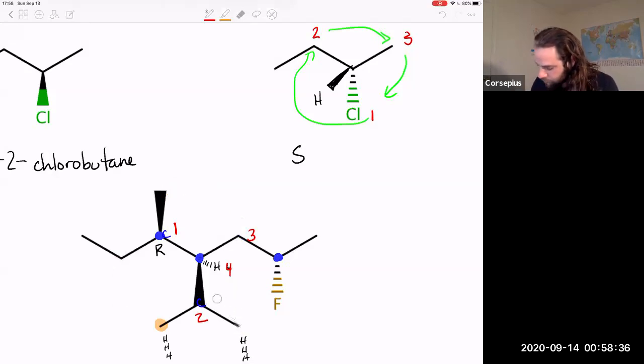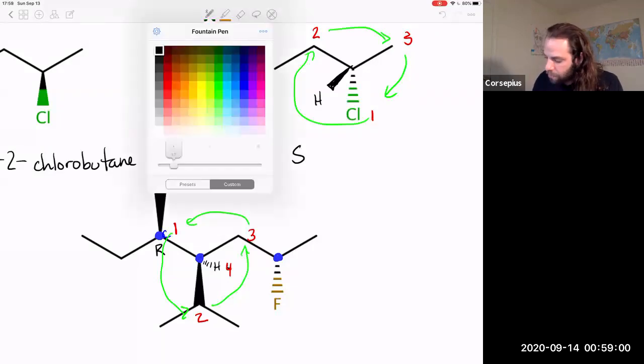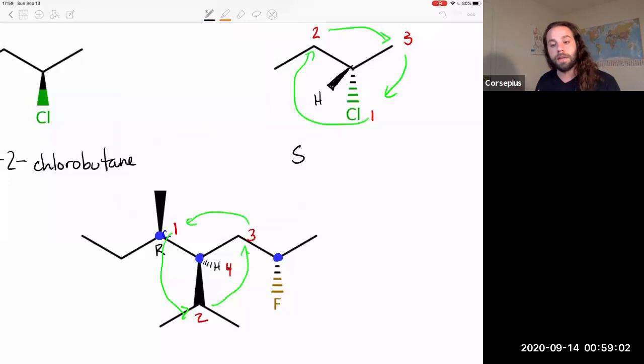Make it less busy here so we can see what's going on. All right, so I've assigned the priority of all the groups about that stereocenter and the specific stereocenter that I'm focusing on now, which is this middle one, this guy. Okay, so then I'm going to connect everything. 1 goes to 2, 2 goes to 3, 3 goes back to 1. These are counterclockwise, and my lowest priority group is pointed into the board. So that means that this would be S.